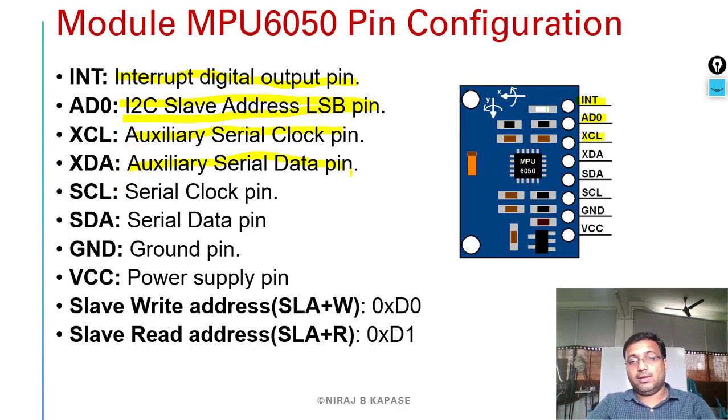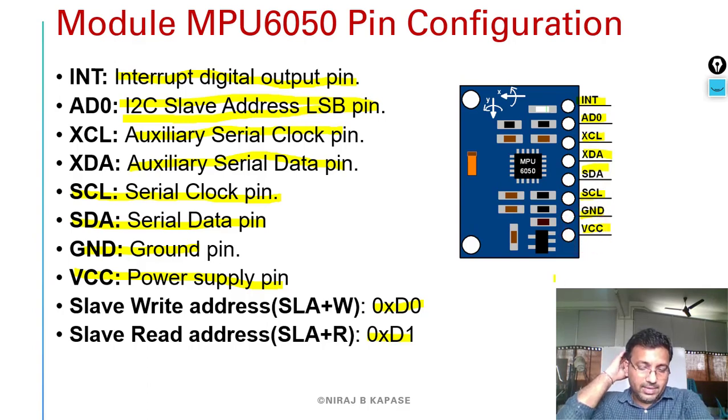Whenever we are using a second magnetometer with this, we are going to use these particular pins, XCL and XDA. Whenever we are not using a magnetometer with the MPU 6050, there is no need to use XCL and XDA. Then SCL is the serial clock pin. SDA is the serial data pin. Then there is a ground pin available. VCC is there. Then there are two addresses, the slave write address, that is 0xD0, and the slave read address, that is 0xD1.